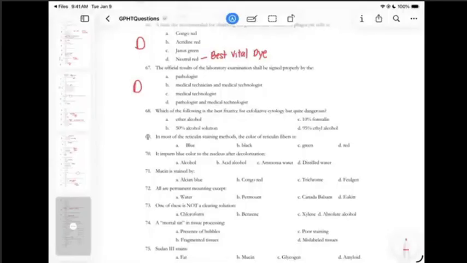Okay, number 68, no, which of the following is the best fixative for exfoliative cytology but quite dangerous? No? So that's ether alcohol. No? Although it's the best, it's not anymore routinely used because it's quite dangerous. No? So that's ether alcohol. Or we also call this as the Papanicolaou fixative. Okay. So number 68, that's letter A.